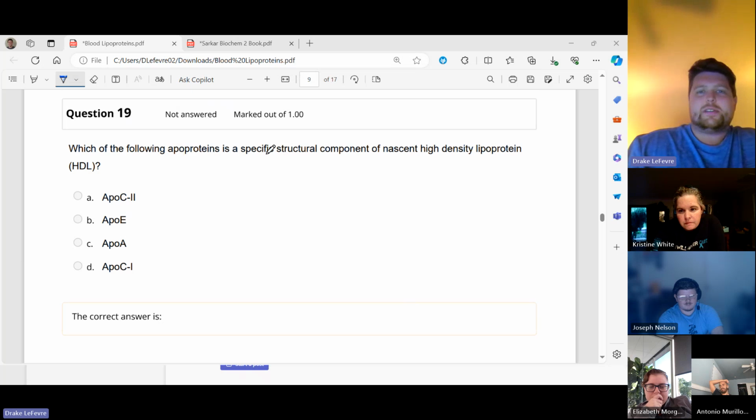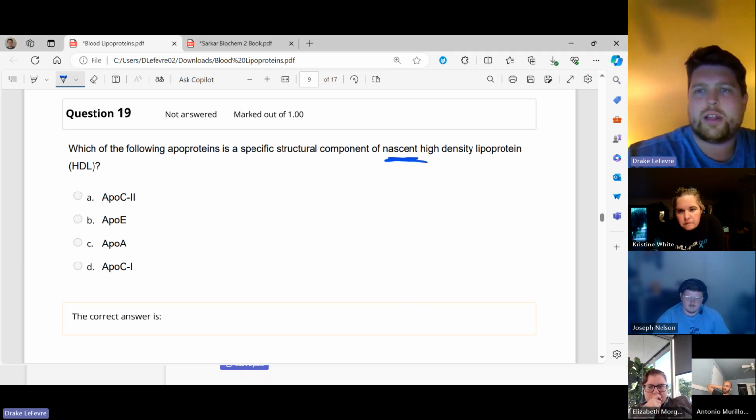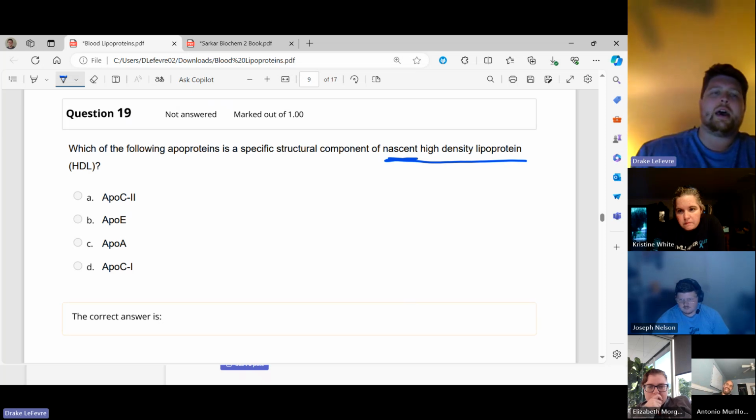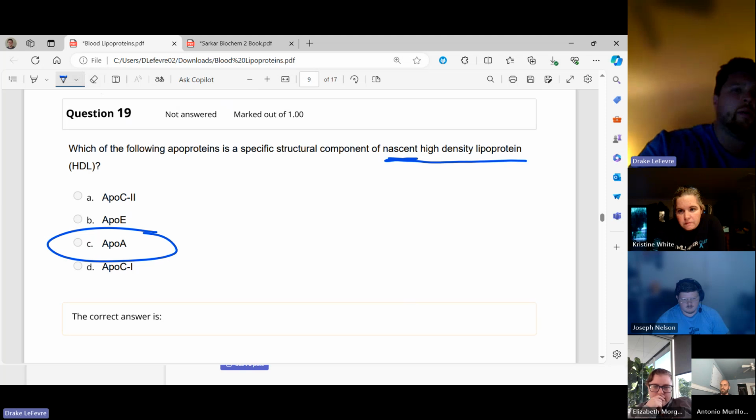Which of the following is a specific structural component of nascent or newly formed HDLs? So we looked at that. The only one that was in the HDLs was our ApoA.